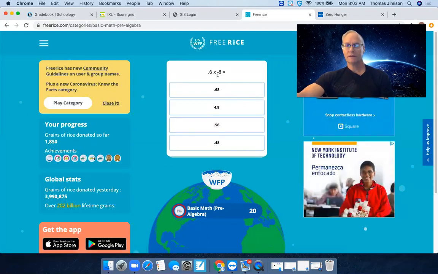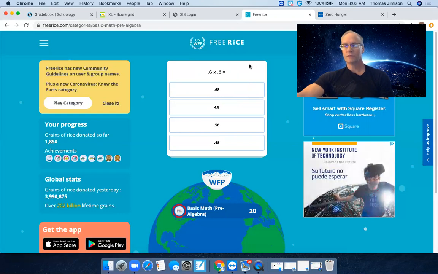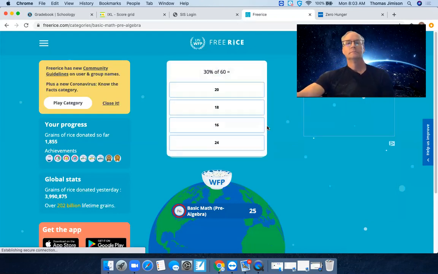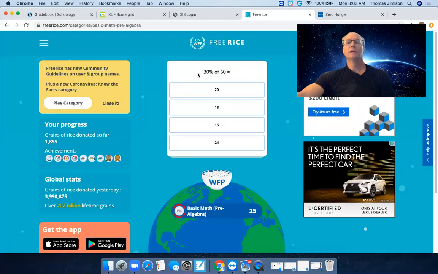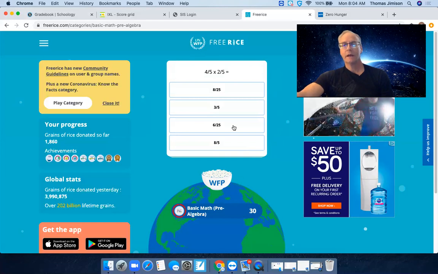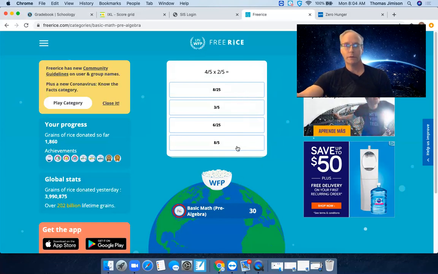This one says 0.6 times 0.8, and you get 48 when you multiply 6 times 8. And we have to move the decimal 2 places because there's one place here and one place here. One way to think of it is that this is 6/10 times 8/10, which gives you 48 hundredths because the tenths are being multiplied. 48 hundredths is right here. 30% of 60 means to multiply 30 over 100 times 60, which is 1800 over 100, or just 18. Anyway, you see the point. The point here is that you can do some basic math and you can earn rice for other people. You're helping yourself and helping other people at the same time.